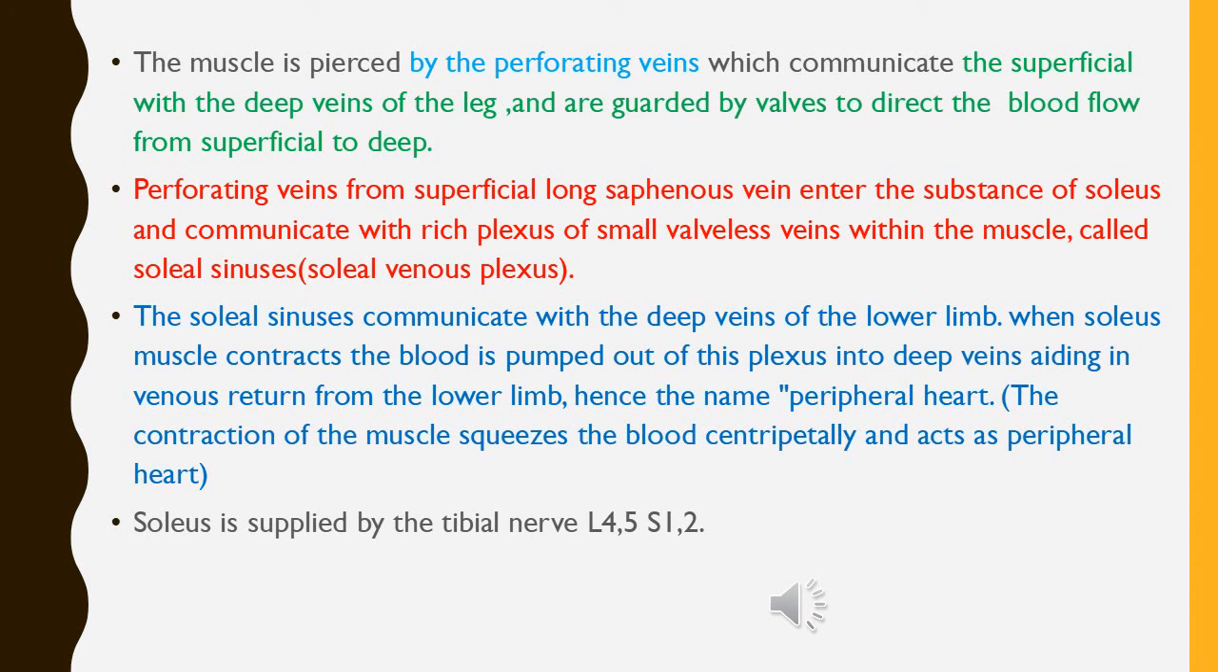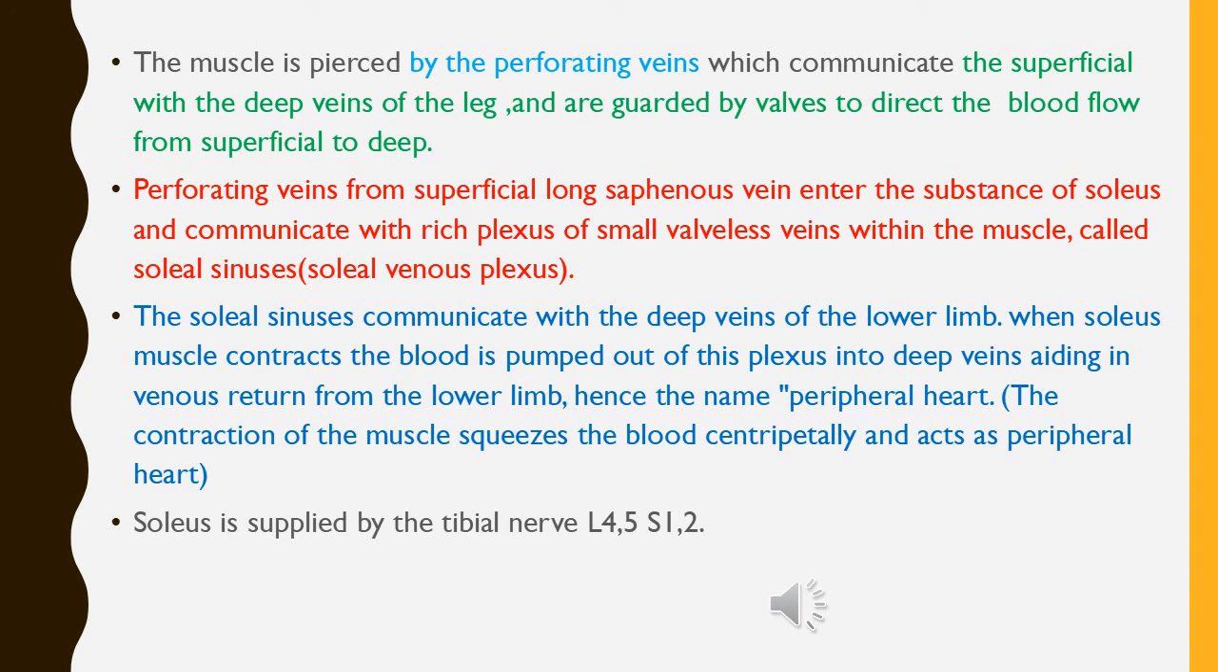So when the soleus muscle contracts, the blood is pumped out of this plexus into the deep veins, aiding in the venous return from the lower limb, hence the name peripheral heart. So the contraction of the muscle squeezes the blood centripetally and acts as the peripheral heart. And the soleus is supplied by the tibial nerve.